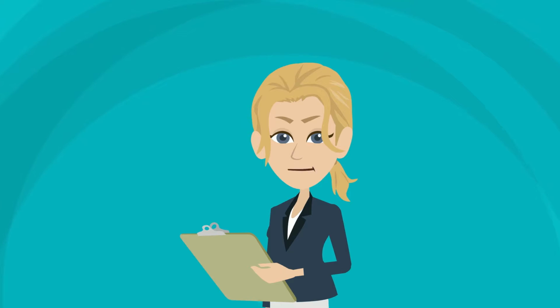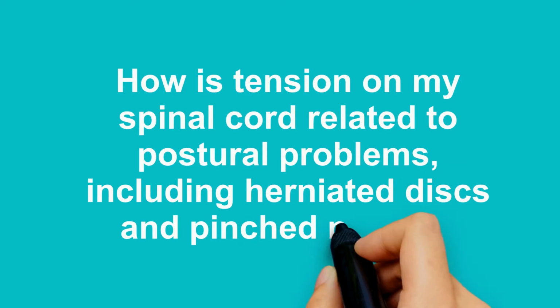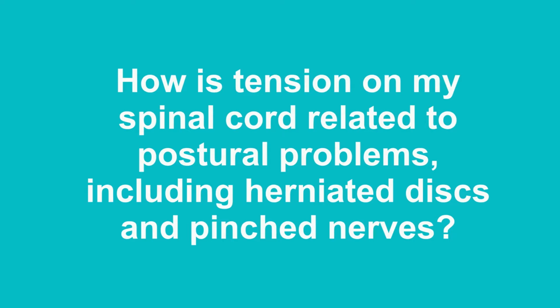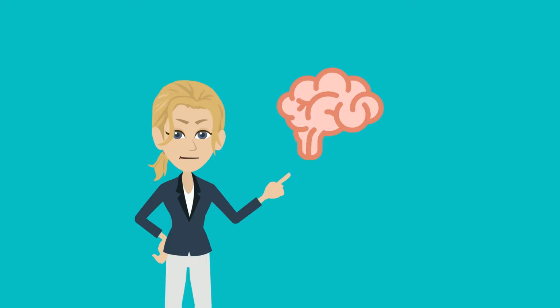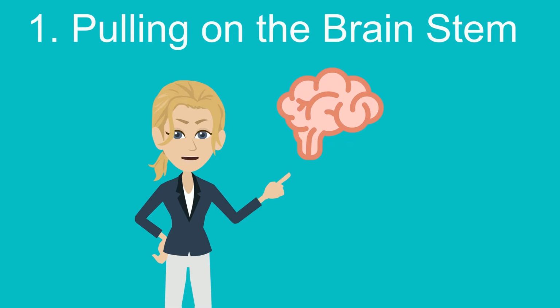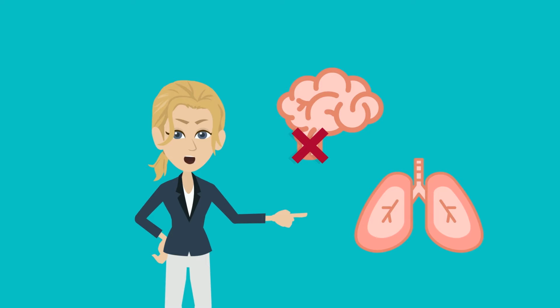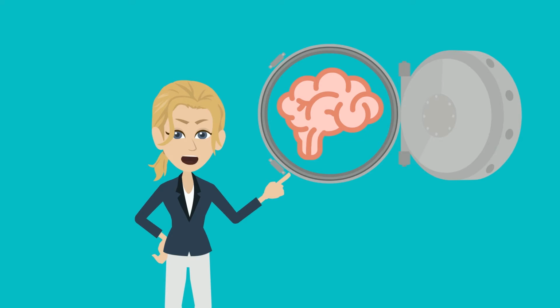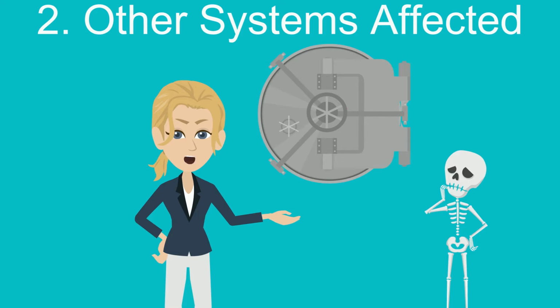After learning about neurological health with our doctors, some of our members have asked us, how is tension on my spinal cord related to postural problems, including herniated discs and pinched nerves? Tension on the spinal cord and nerves will really affect the function of the body overall. With high tension, one possible outcome could be a pulling on the brainstem. This is a very bad choice, as this area is vital and affects such things as our breathing. So the wisdom of our body will choose to protect the brain and brainstem at the expense of other less vital systems.